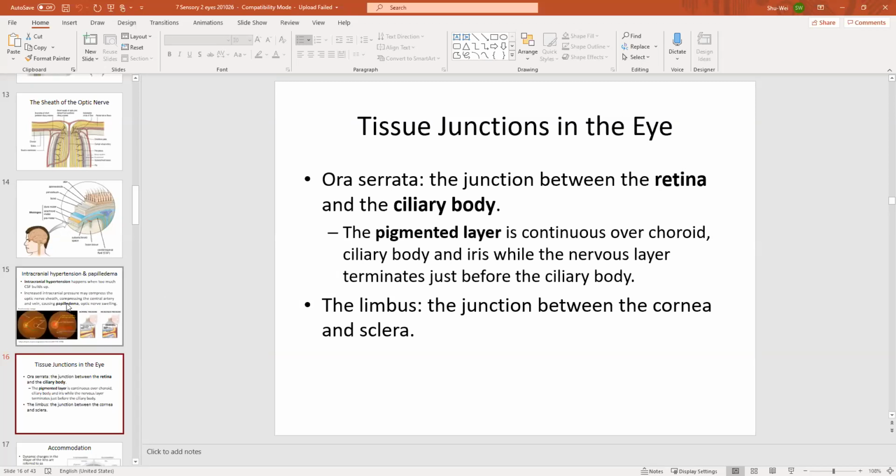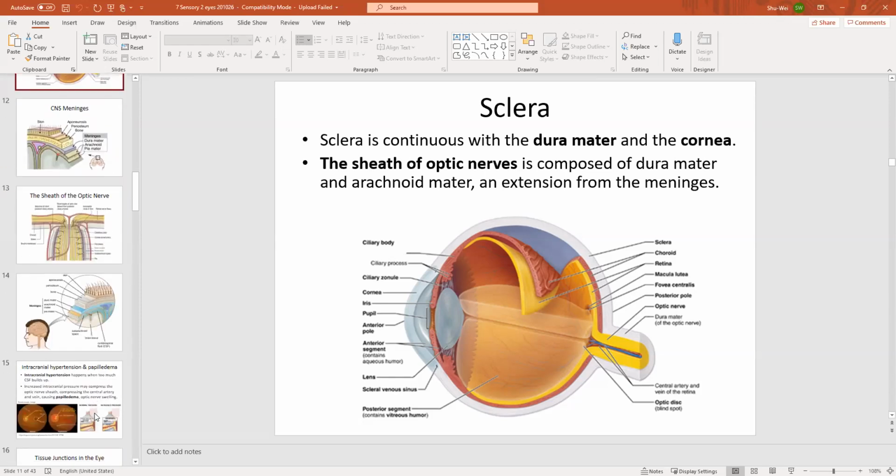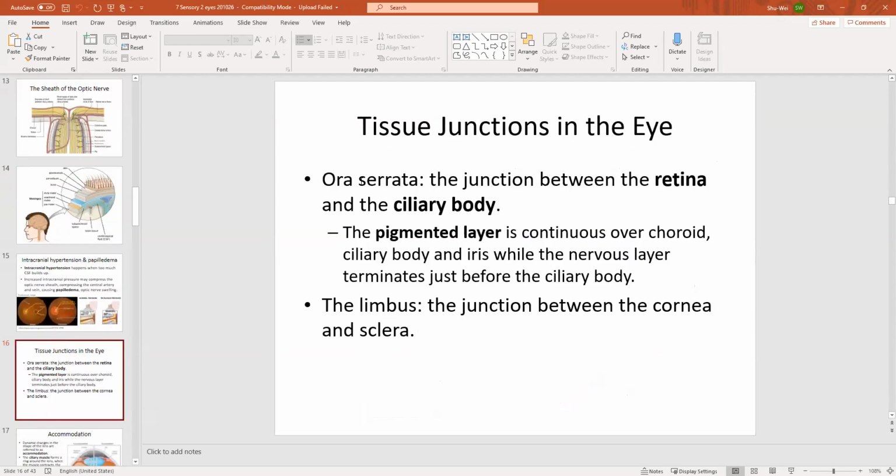So we can look at this one here, for example, where you see a shadow area. That is the ora serrata. That's the boundary between here. This is the retina. This blue part, the retina, is the nerve. It has a lot of layers of nerves, and it stops here at the junction to connect with the ciliary body, and underneath that we have the choroid, the blood supply, which basically continues with this one here. So that's the ora serrata.